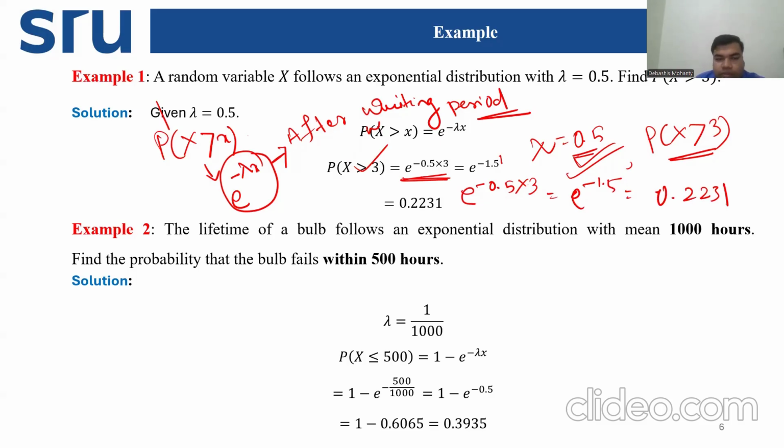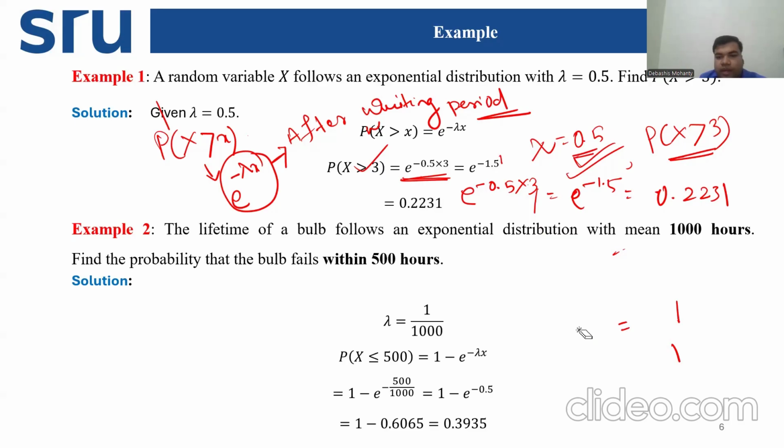Now let us go deeper into a problem so that you can understand how to apply this exponential distribution and how to calculate the waiting time period. Read the second example carefully. The lifetime of a bulb follows an exponential distribution with mean 1000 hours. So here the mean is given, 1000 hours. From that we can calculate the lambda value, right? The waiting time rate, that is 1 by 1000. Next, find the probability that the bulb fails within 500 hours.